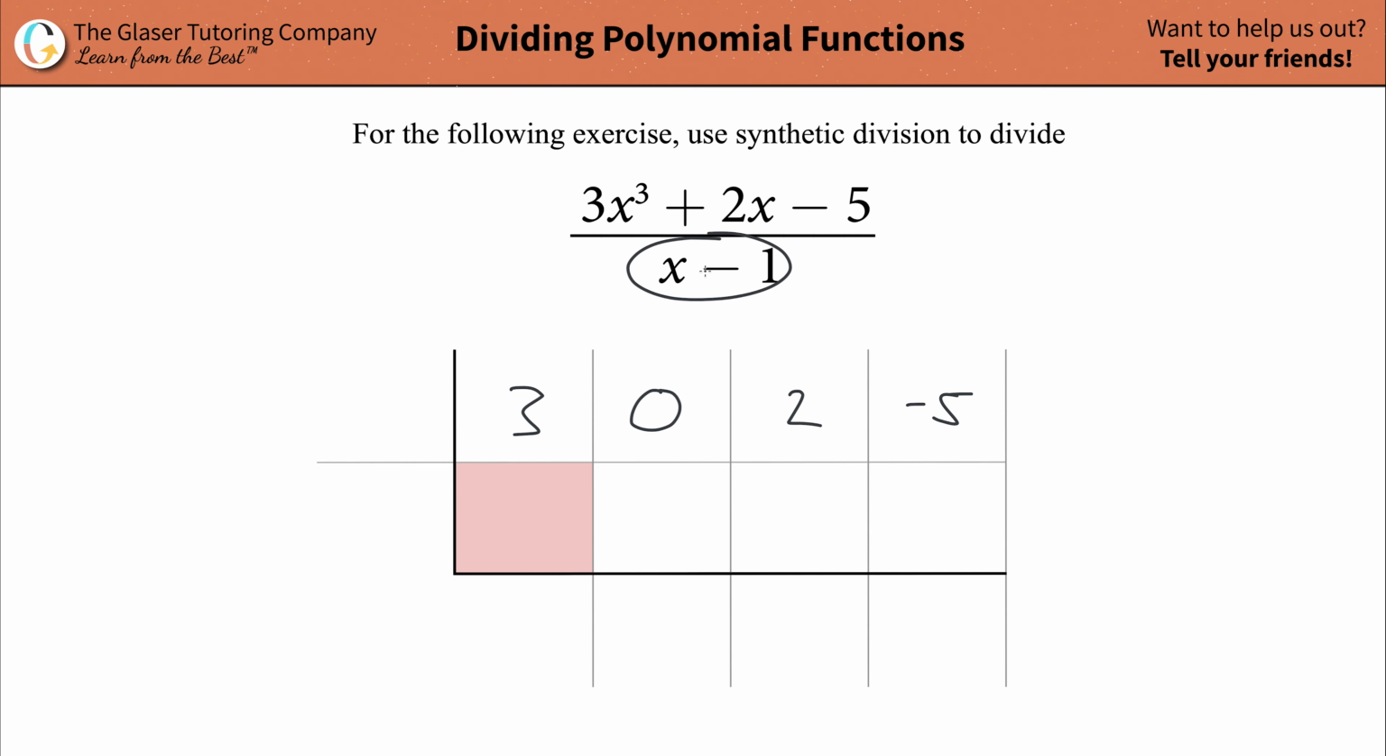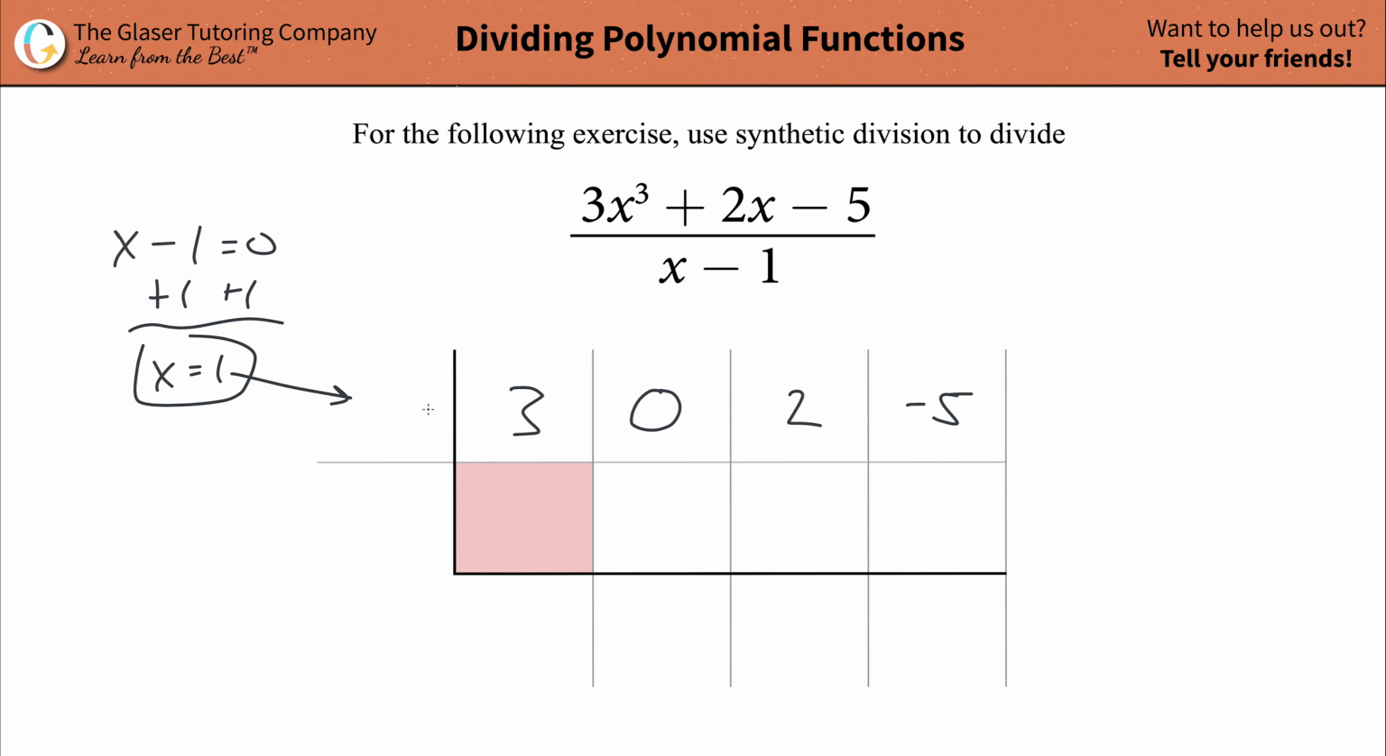Now you've got to focus on the denominator, aka the divisor. You're going to set this divisor equal to 0. Then you're going to add 1 to both sides and solve this for x. The reason you do that is because that's going to tell you the number that goes here on the outside of your synthetic division table. Now simply take your first coefficient in the table and drop it straight down.